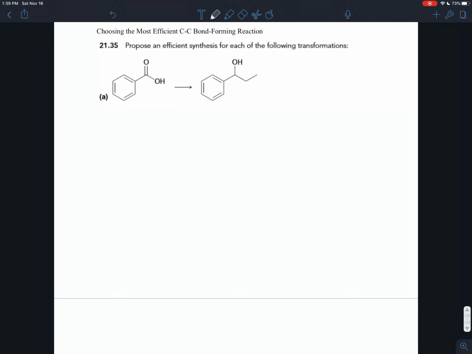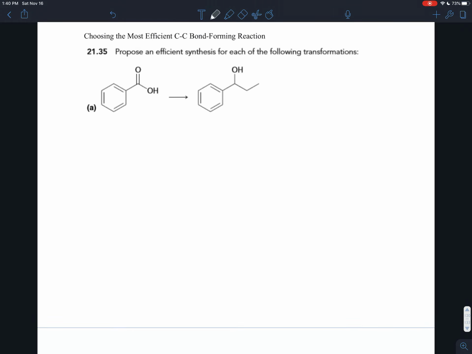Exercise 2135 is asking you to do some multi-step syntheses with an emphasis on forming new carbon-to-carbon bonds. And that can be a little tricky sometimes because, unlike the functional groups, the carbon bonds don't always stand out as much. So you have to sort of squint a little harder. Now what we see here is we start with a carboxylic acid in A.